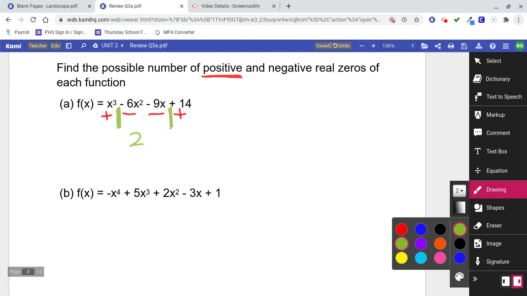Okay. Now, what you have to do is kind of tricky, and people don't understand, is you have to subtract 2 until you get to 0. So for the possible number of positive zeros, our answer is going to be 2 or 0.